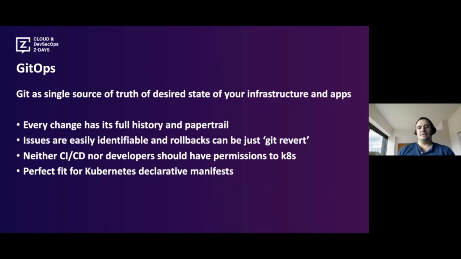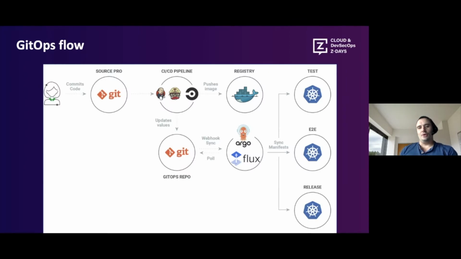Another benefit of GitOps is that for our CI/CD tools, we don't need to grant any permissions. For developers also, we don't need to grant any permissions and access to our Kubernetes cluster. From the developer's side, it will look like they push some changes to the Git repository and it magically appears in your Kubernetes cluster. And GitOps also fits the declarative nature of Kubernetes manifests. Okay, how does the GitOps flow look?